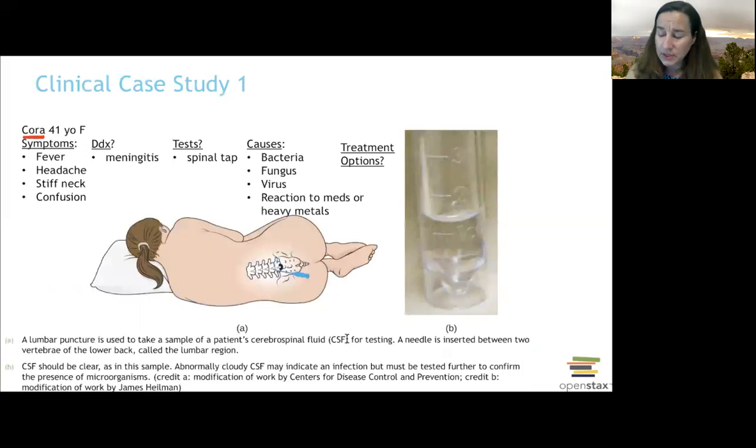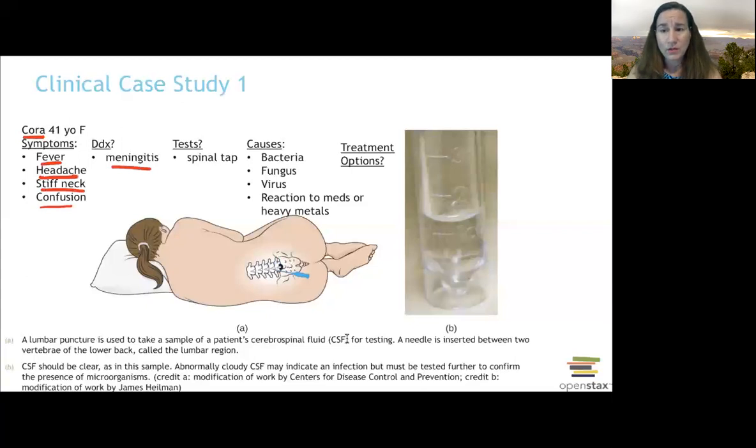So what's her signs and symptoms? She's got a fever, so symptoms are fever and headache. Well, that's pretty standard, and that could be almost anything. She's getting confused, and she's got a stiff neck. With all of these together and the stiff neck, we're getting worried. So differential diagnosis, we're thinking meningitis. So something's in her spinal fluid, something's going around in her CSF.